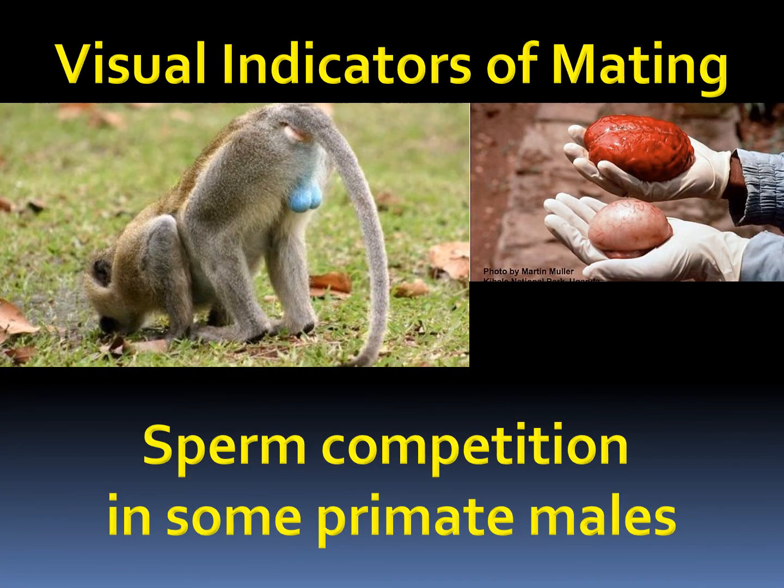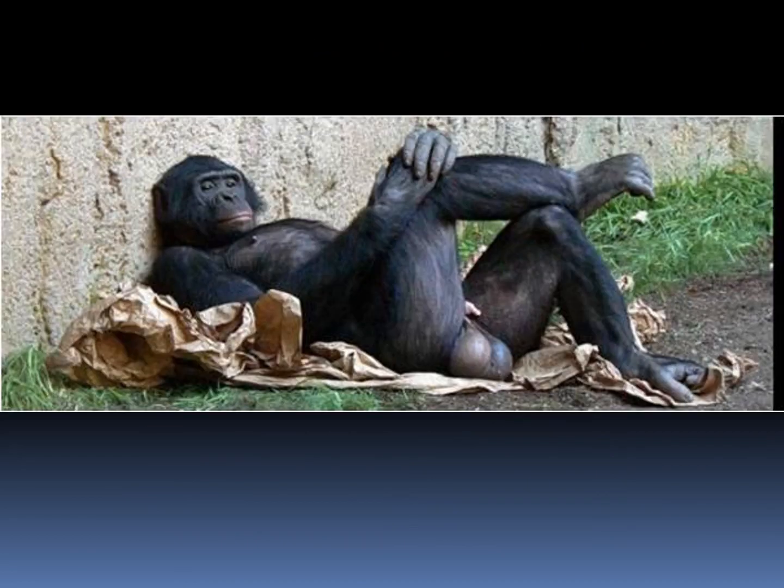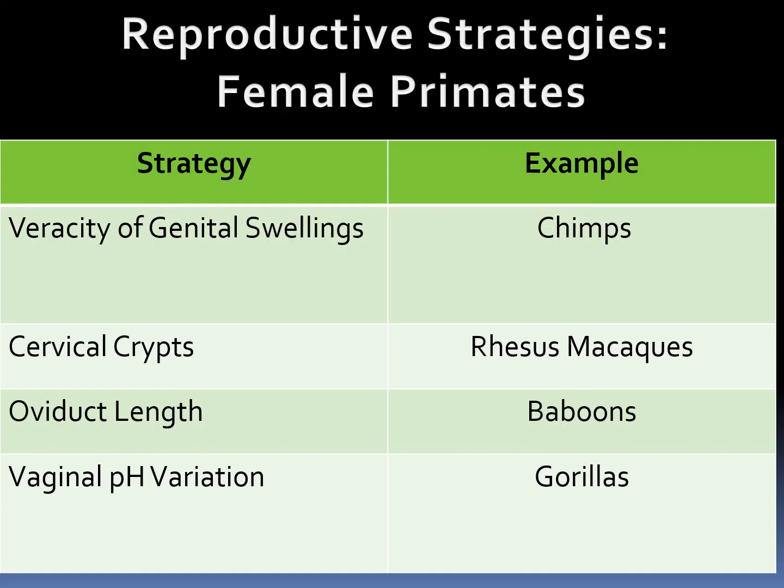So looking at some visual indicators of mating, in males you have sperm competition in some primates, like some baboon species, as well as chimpanzees, and we've already talked about this. If we look at reproductive strategies for females, for chimps, you have the voracity of genital swellings. Female chimps' genitalia will swell when they are close to receptivity and ready to mate. In rhesus macaques, you have cervical crypts, which are places where they can hold sperm for a period of time and impregnate themselves after copulation is over. You have oviduct length in baboons. Females that have the shortest oviduct length tend to be more successful in rearing and bringing babies to term.